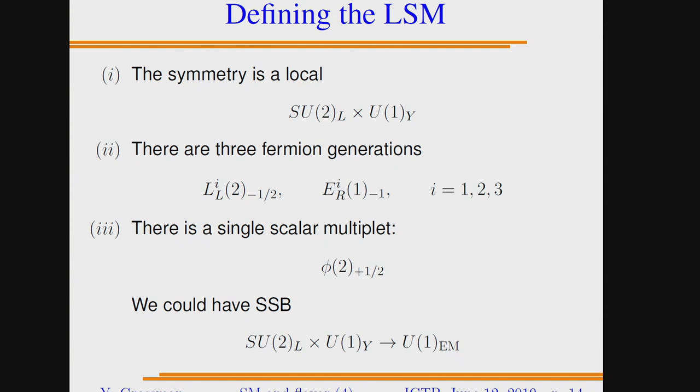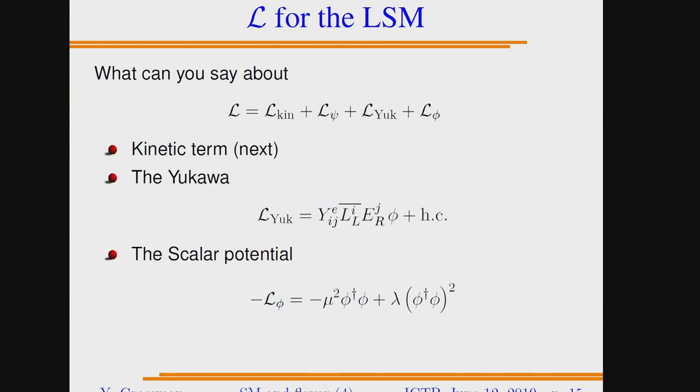Both the SU2 and the U1 are different. You see, it's 2 minus a half, 1 minus mass. It's a chiral theory. A chiral theory cannot have a mass term for the fermions. And indeed, that means that L psi is 0. Okay? For the kinetic term, I'm going to talk about it next, in the next transparency.